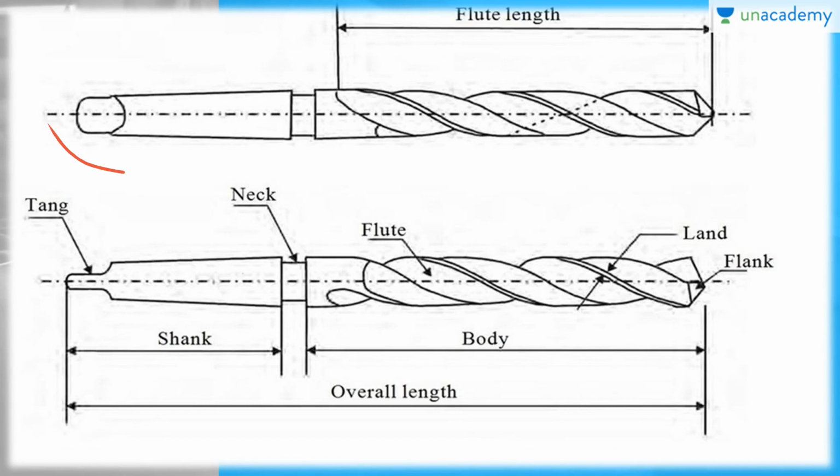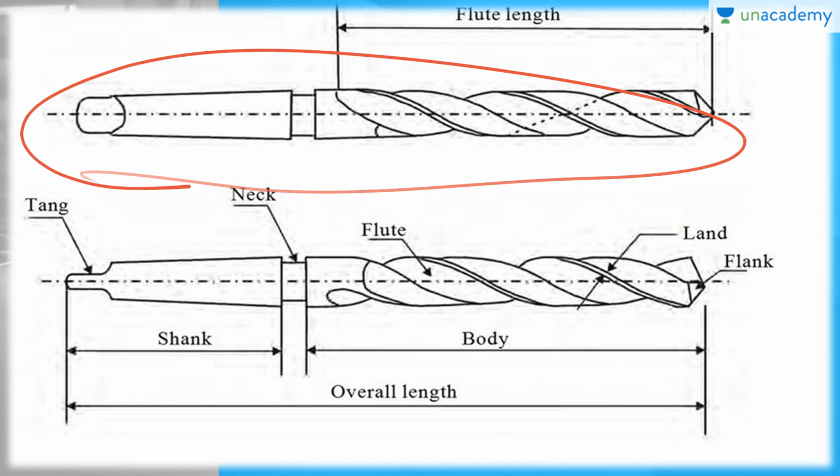The angle between the axis of the drill and the flute is called the helix angle, and the rake angle is between the flute and the work surface. If the work surface is placed over here, then that is called the rake angle. Then you have the flute over here, the land, the flank, and this part is called the shank. This is the tang, which is the tapered end of the body, and this whole thing is called the body.